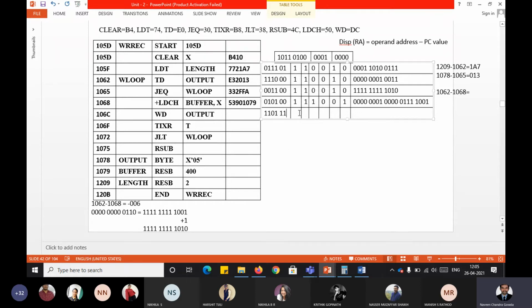Again, it is the same way. It is neither immediate nor indirect. It's not using X also. Again, coming to the E, it is 0. How to find out displacement? As it is format 3, find it out by using this operand address minus PC value.